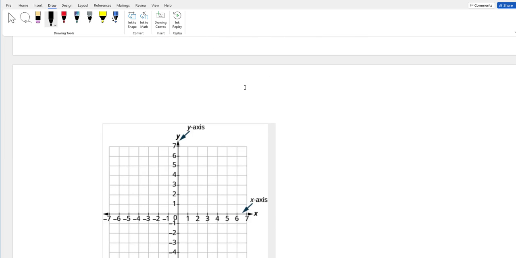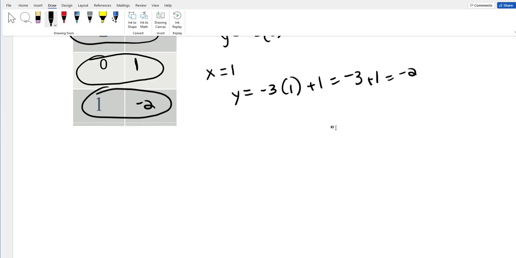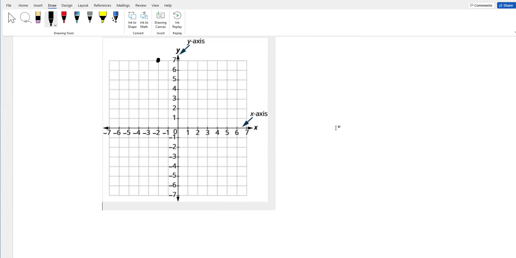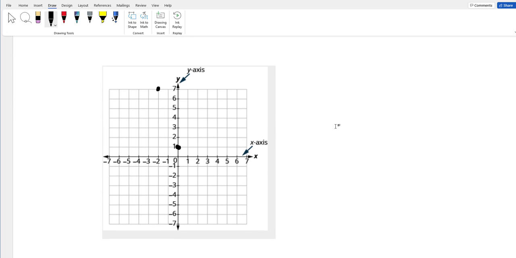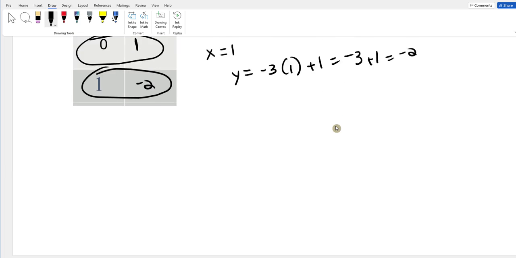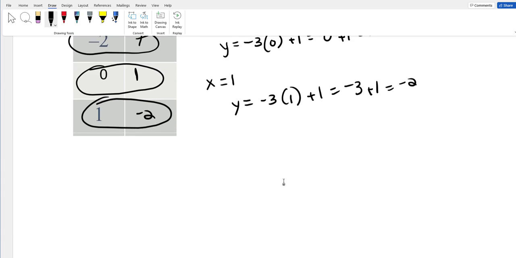So the first point is negative 2, 7. I go to negative 2 on the x-axis and up 7. So I have a point here. The next one is 0, 1. We don't have to move anywhere along the x-axis. We just stay right here at 0, and then we go up 1. And the last one is 1, negative 2. So we'll go 1 on the x and down to negative 2 on the y-axis. So let me see if I got everything: negative 2, 7; 0, 1; and then we have 1, negative 2.